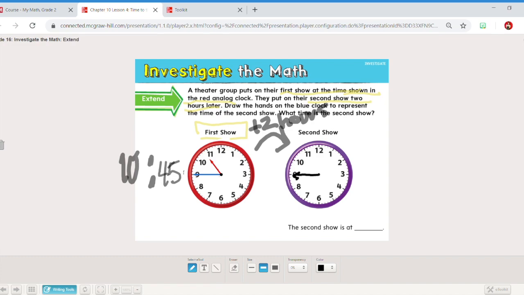And 2 hours past 10, so I'm going to put my mark on the 10 and count 2 jumps. 10, 11, 12. The new show looks like it's at 12:45. The second show is at 12:45.